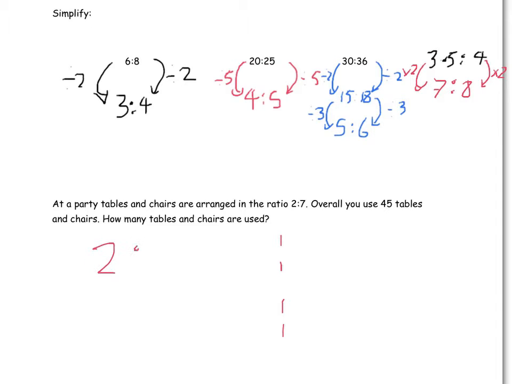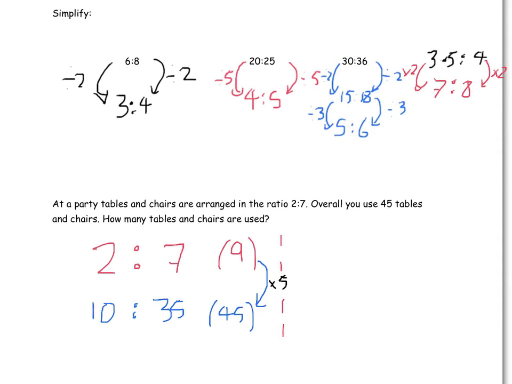So the ratio here is 2 to 7. And the total number of parts in this question is 9, because 2 parts are tables and 7 parts are chairs. But we're told that overall we've got 45 tables and chairs. So what do we multiply 9 by to get to 45? Well, that is 5. So what is 2 times 5? 10. And 7 times 5 is 35. So in our ratio, where we've got a total of 45 tables and chairs, 10 are tables and 35 are chairs. That's one way of doing it.